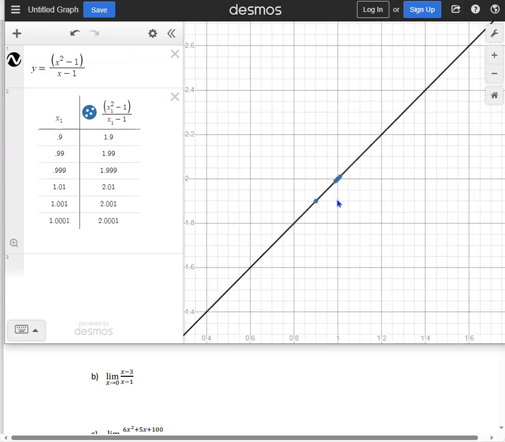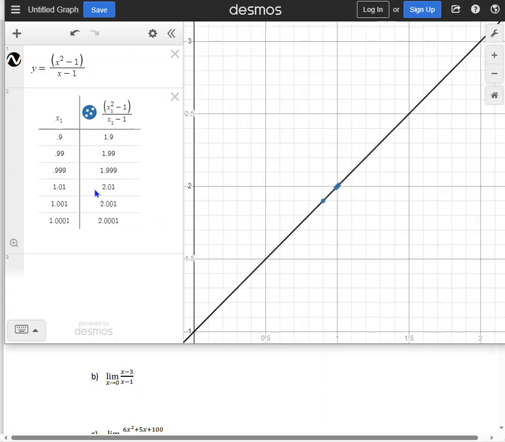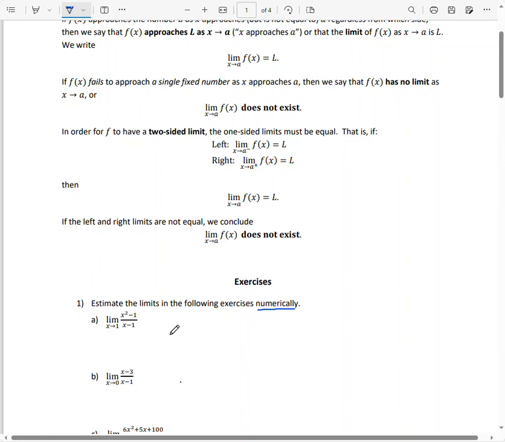Where am I? There we go. I can conclude that whether it's from the left or it's from the right, these numbers get closer and closer to 2. So I'm going to find my pencil, and I'm going to say that this is equal to 2.